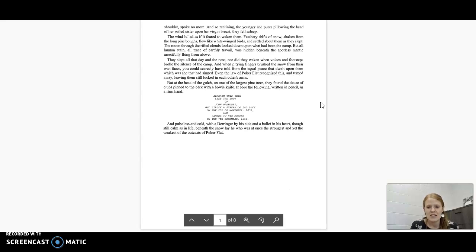Okay, so what I want you guys to hopefully realize about this is the fact that John Oakhurst decided to take his own life. That's why he was the strongest and yet the weakest, right? He basically knew that there wasn't enough provisions left, that he wasn't going to make it anyway.